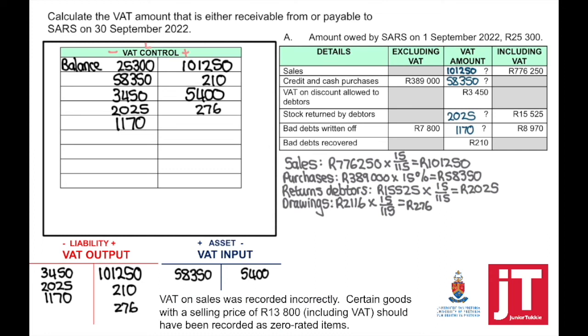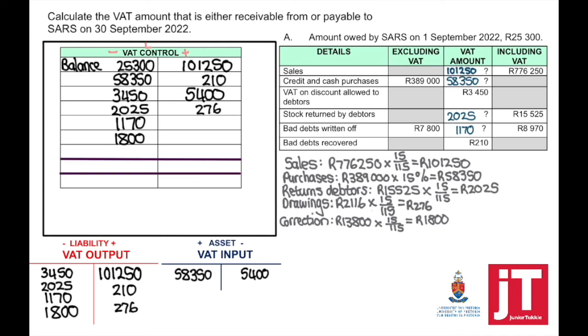VAT on sales was recorded incorrectly. Certain goods with a selling price of 13,800, including VAT, should have been recorded as zero-rated items. Remember that zero-rated items means that VAT is charged, but at 0%. So to correct this, we need to take 13,800 times 15 divided by 115, which is 1,800. That means that output is now going to be debited with 1,800, which means the VAT control account will be debited.